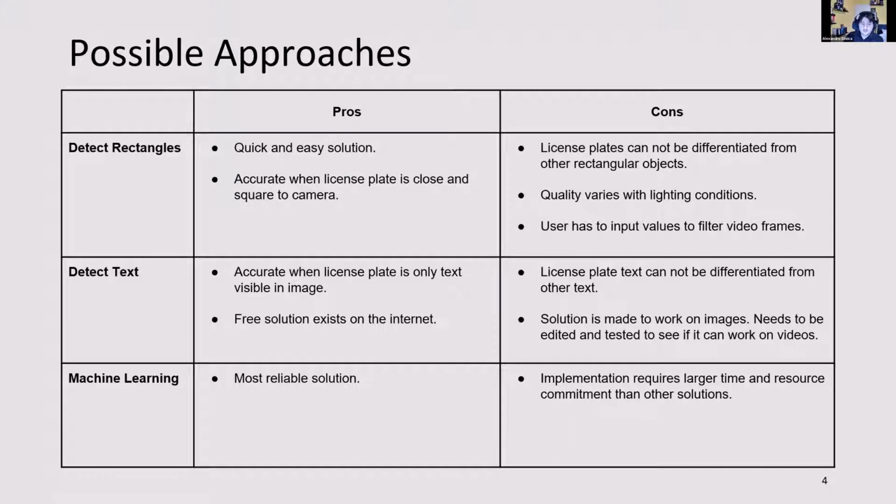Another solution was detecting text, looking at the text of license plates, analyzing them, and then censoring everything around them. There was a solution we found online that worked fairly well. That was just for images, however. Taking it into videos would have been pretty simple, but they gave it to us in pictures and we didn't want to just use some online thing we saw. So we created our own solution with detecting rectangles.